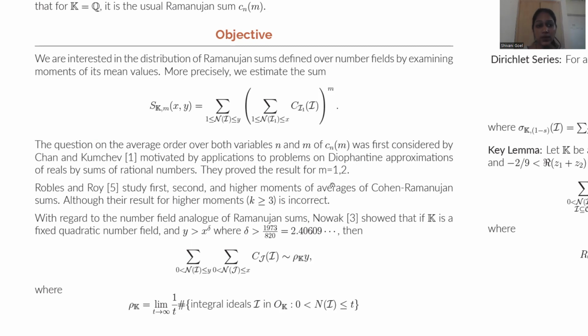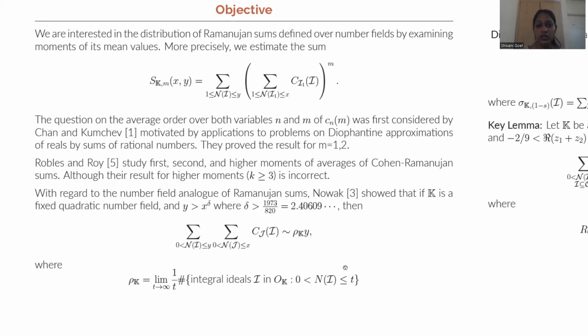Later, using a similar technique, Robles and Roy proved the first, second, and higher moments for the Cohen-Ramanujan sum, although their result for the higher moments is not correct. With regard to number fields, the sum was first considered by Nowak, who showed that the first moment is asymptotically equal to rho_K y, where rho_K is given by this. Or we can say that rho_K is the residue of the Dedekind zeta function at s equal to 1. We are basically interested in the second moment, when m is equal to 2.